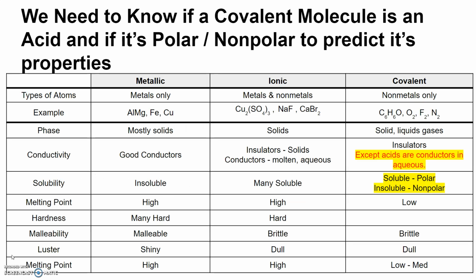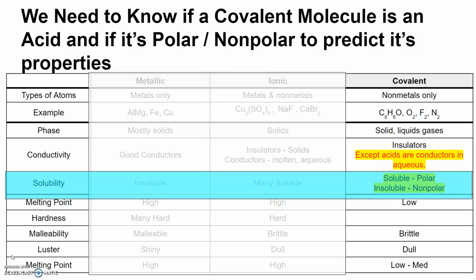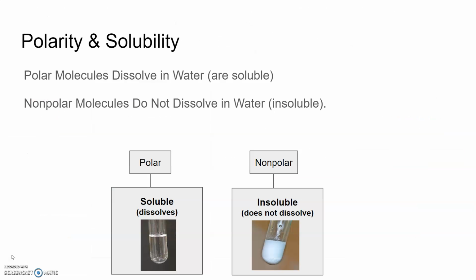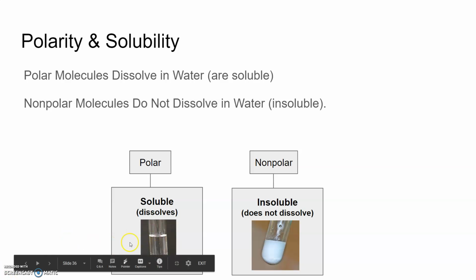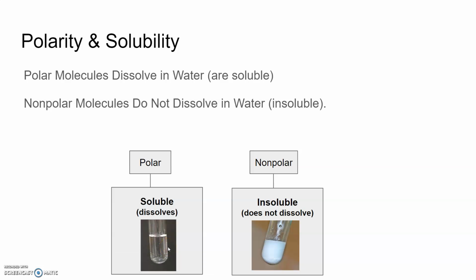So recall at the beginning of this unit, we learned about properties of metals, ionic compounds, and covalent molecules. And for covalent molecules, when it comes to their solubility, whether they can dissolve in water or not, we need to know if they're polar or nonpolar. So remember that polar molecules dissolve in water, so they're soluble. And we know that they're soluble because when you mix it with water, you can't tell the difference between the molecule and the water, right? It all kind of looks like one thing.